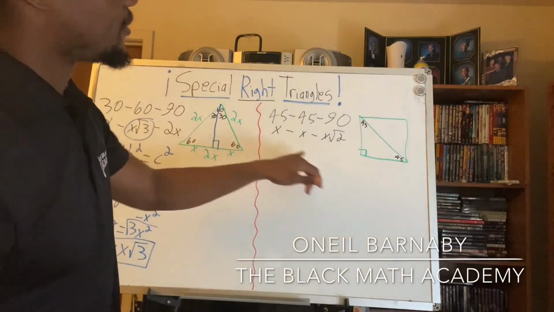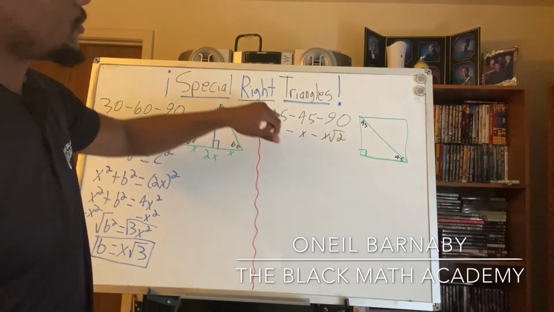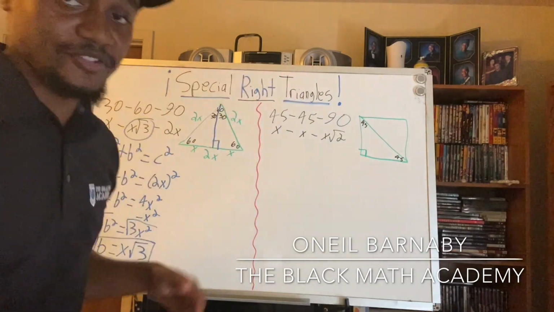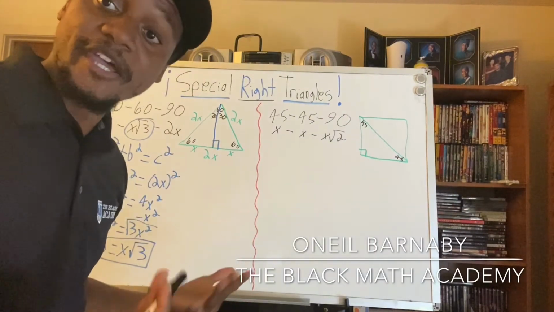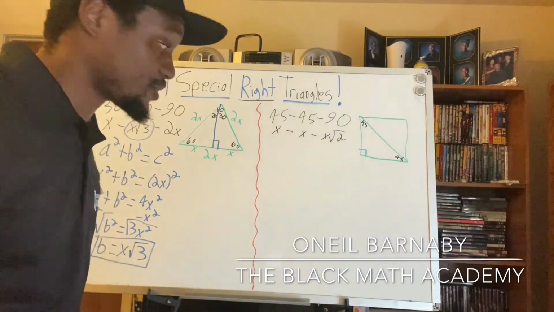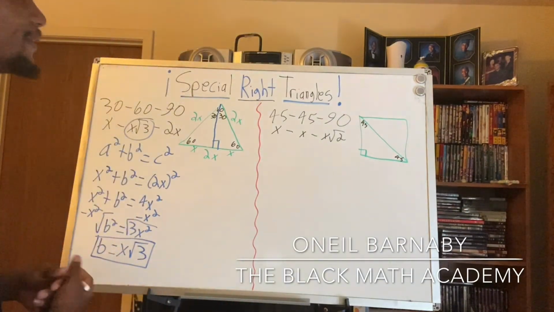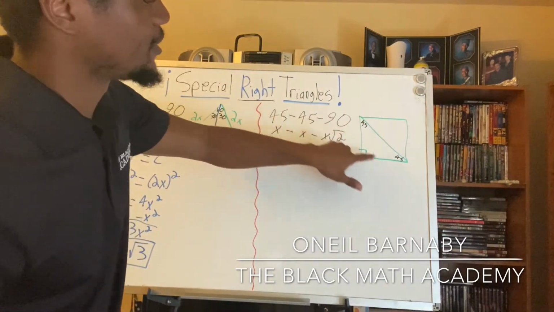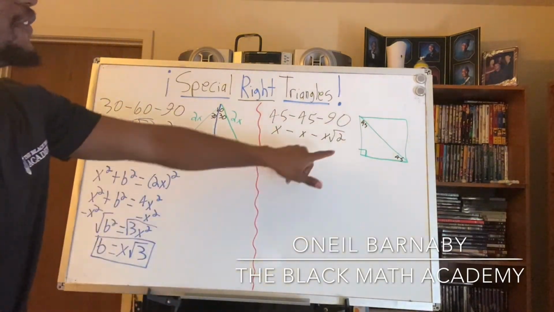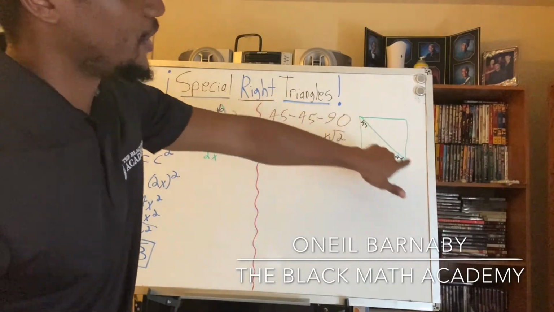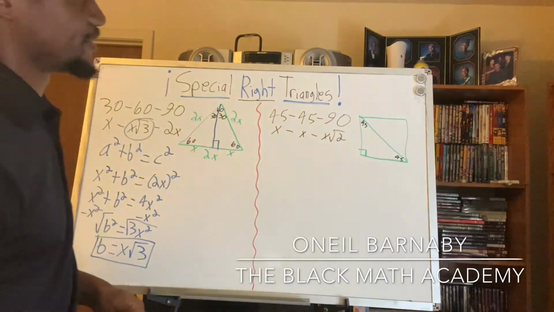And it actually makes sense, x and x being the same, because we have two angles that are the same, which means the two side lengths have to be the same. Hence 45, 45, 90, which is also an isosceles triangle at the same time. So these two side lengths have to be the same. That's logical. And then x root 2 is supposed to be the value of the diagonal inside it.